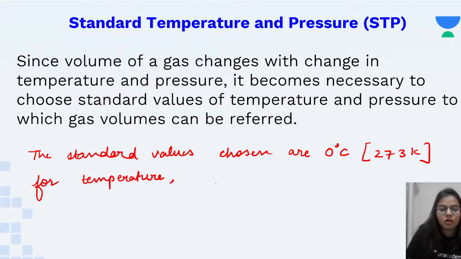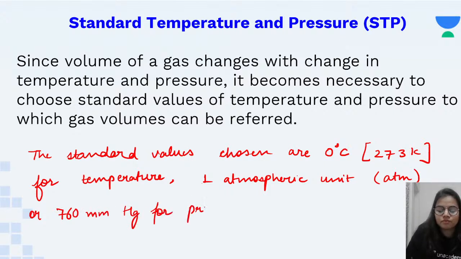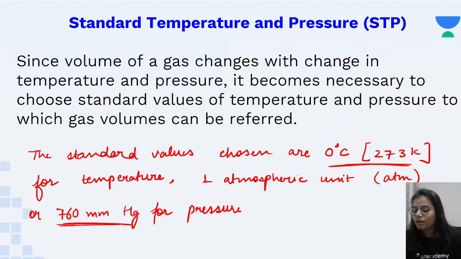And if I talk about pressure, 1 atmospheric unit, we also refer to it as ATM, and that is equal to 760 millimeter of mercury for pressure. So these two values, that is 273 Kelvin and 760 mm of Hg, are the standard temperature and pressure. So we call them STP.